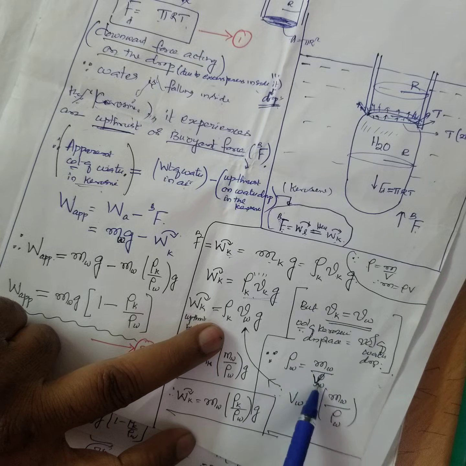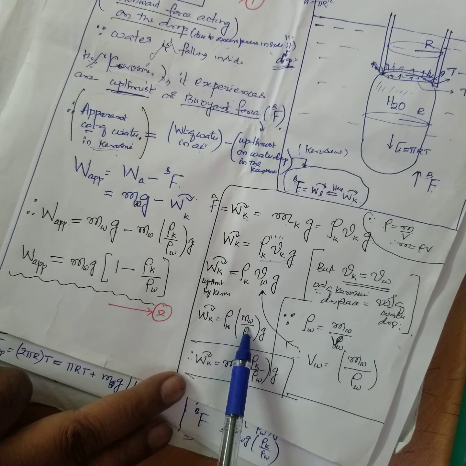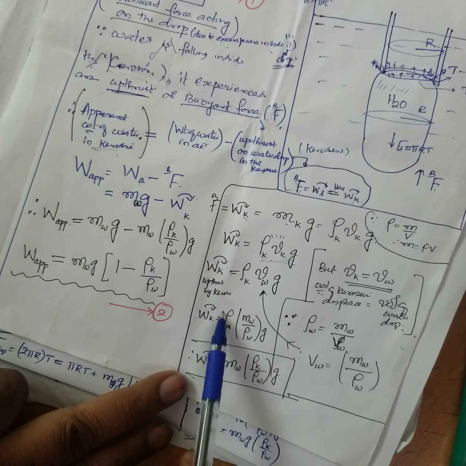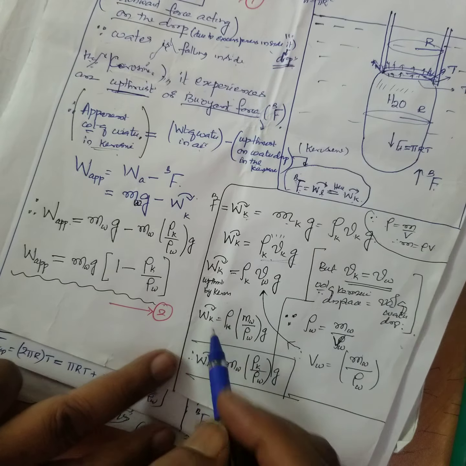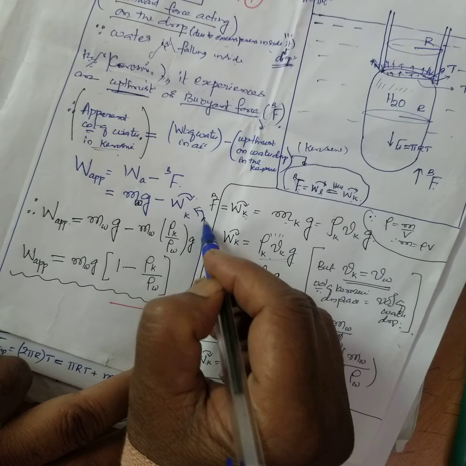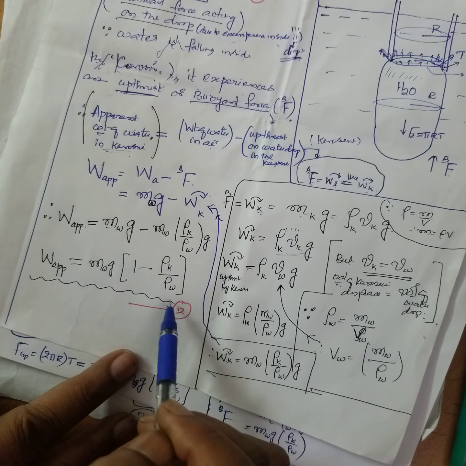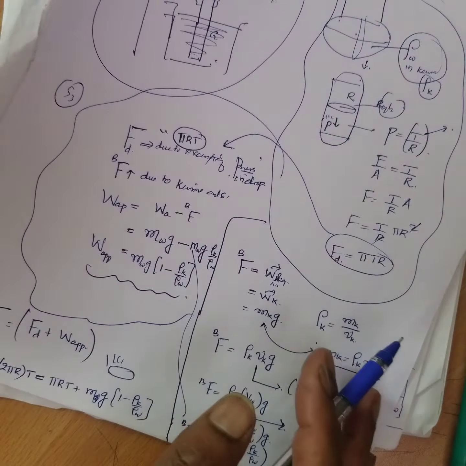But density is equal to mass per unit volume. The volume of water is equal to this. I substitute here. Therefore, weight of kerosene displaced is this. The weight of kerosene displaced, this I am going to substitute here. Then mg you take as common factor, you will get it. Right? Next, what is this?